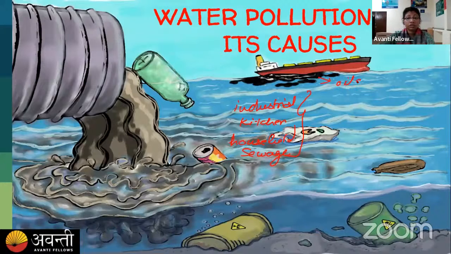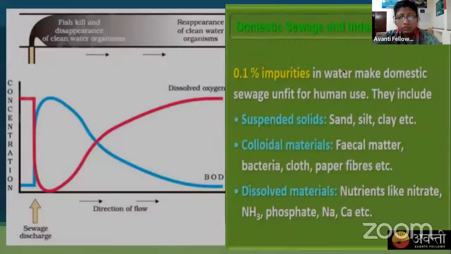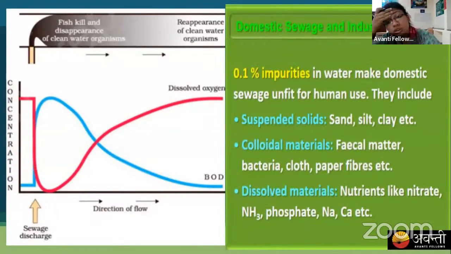Oil spills are also there. Oil spills mostly take place in the sea and ocean. According to the government and the boards, it is found that if our water has even 0.1% impurity present in it, that water is unfit for human use. Only 0.1% impurity is making the water unfit for us.